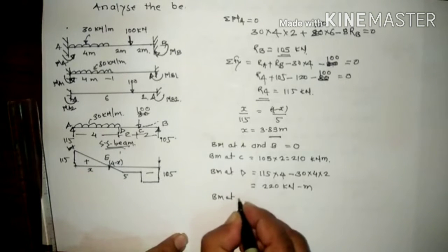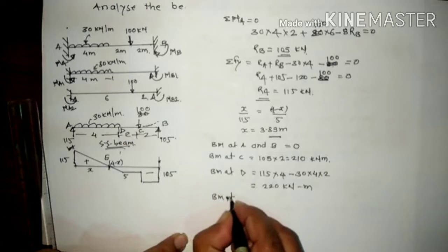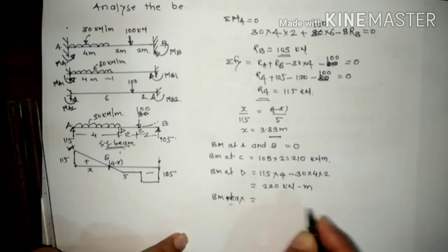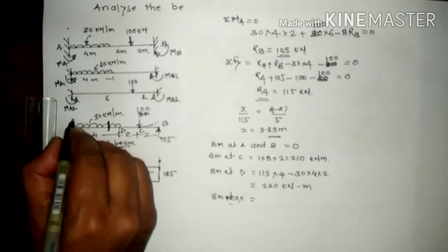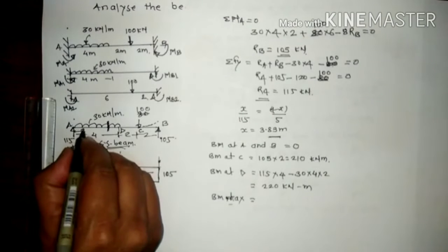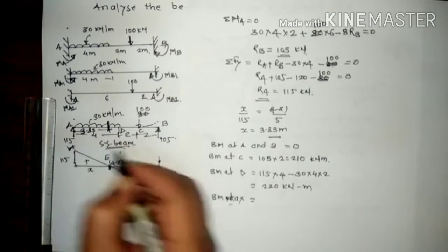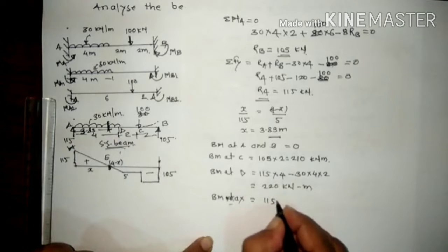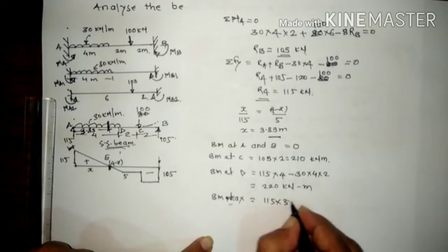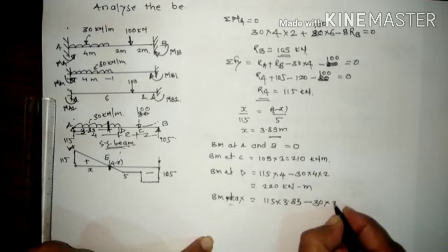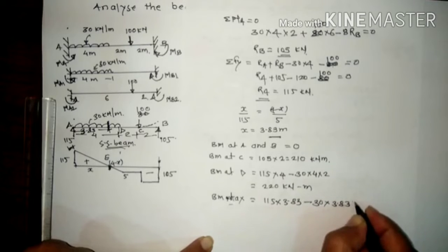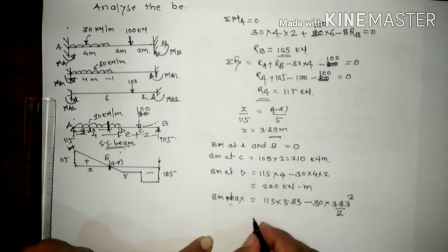Now the last is what? Bending moment maximum, BM maximum, is equal to, at this point, that point is 3.83 meter. So 115 into 3.83 minus 30 into 3.83 into 3.83 divided by 2, so that square by 2. So this calculation becomes 220.41.